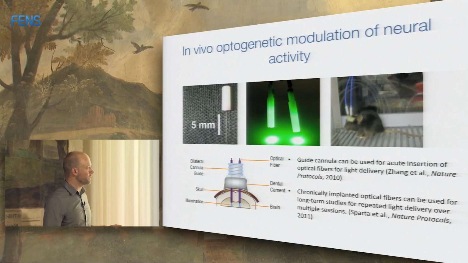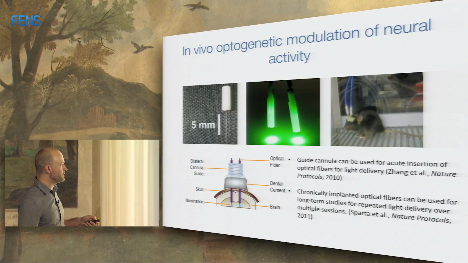This is basically what I already told you a little bit about, how we get light into the brain for optogenetic manipulations. We have optical fibers that you can either buy or construct yourself, and then these can be implanted into a particular brain region, coupled to a solid-state laser or LED to deliver light.